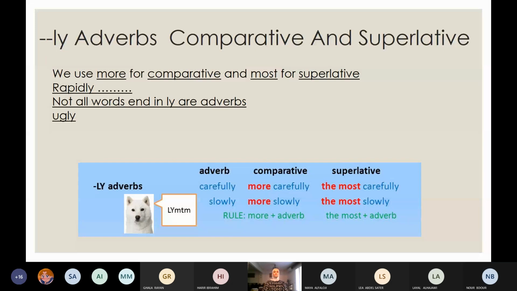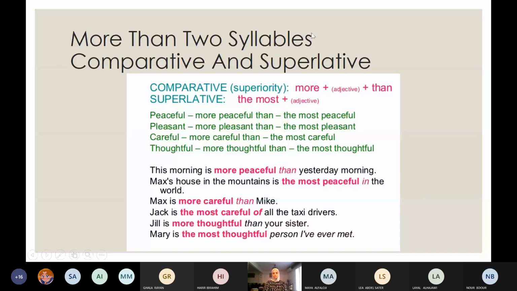Words with more than two syllables. Where are the words with more than two syllables? Peaceful, pleasant, careful. Look, three vowels. Thoughtful. Of course, I cannot say peacefuler or pleasanter or carefuler or thoughtfulest. No. I have to add more or most.